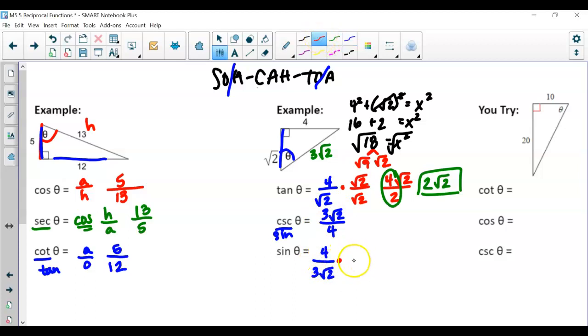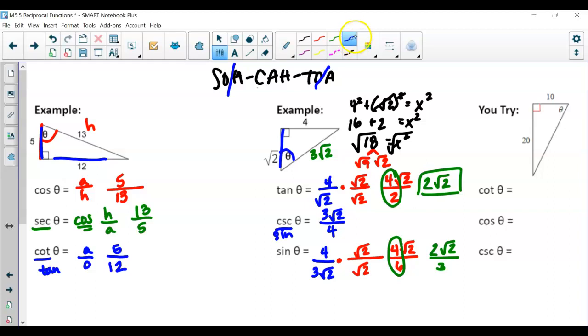So this is cosecant. However, for sine, can we leave it? No, because of the radical. So we're going to multiply by radical 2. So here I've got 4 radical 2 over, now radical 2 times radical 2, that just cancels out, right? And you're left with 3 times 2, which is 6. So this is 4 radical 2 over 6. Now, can we simplify? Yes, because that is 2/3. So 2 radical 2 over 3 is sine. So go ahead and pause the video and try the U-try on your own.